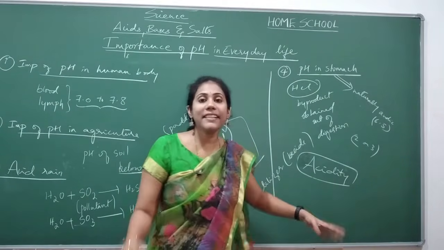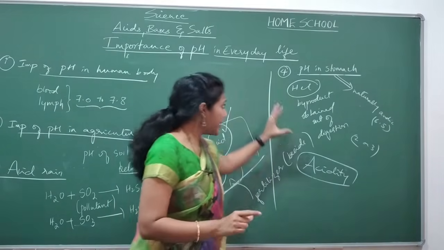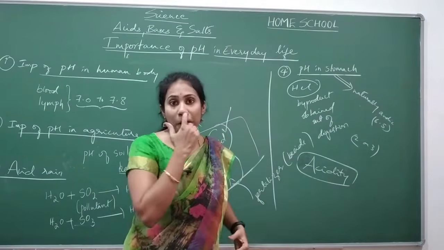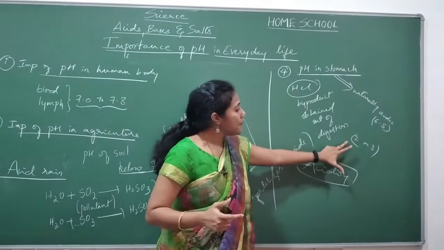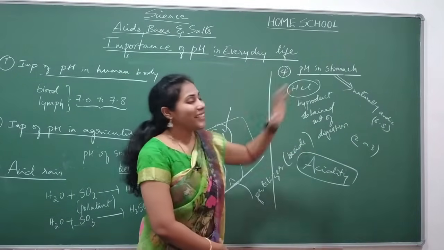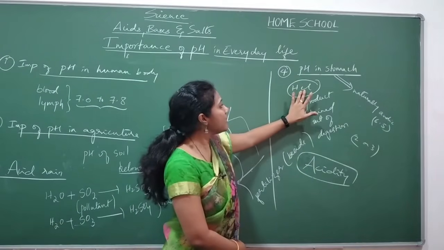When is this acidity problem created in a human being? If the pH of the stomach is decreased more and more. How does the pH of the stomach decrease more and more? Because the amount of HCl is increased. When is the amount of HCl increased?